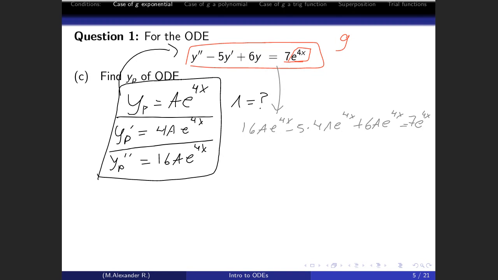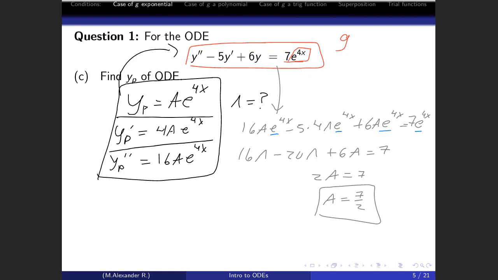All right, so now we're going to simplify whatever we can here. First of all, notice that every single term on both sides of the equal sign has an exponential part, and so that means we can cancel that out. So we get 16a minus 20a plus 6a is equal to 7. Now let's do the simple arithmetic on the left side. 16 minus 20 is negative 4. Negative 4 plus 6 is positive 2a is equal to 7. And so a is equal to 7 divided by 2.